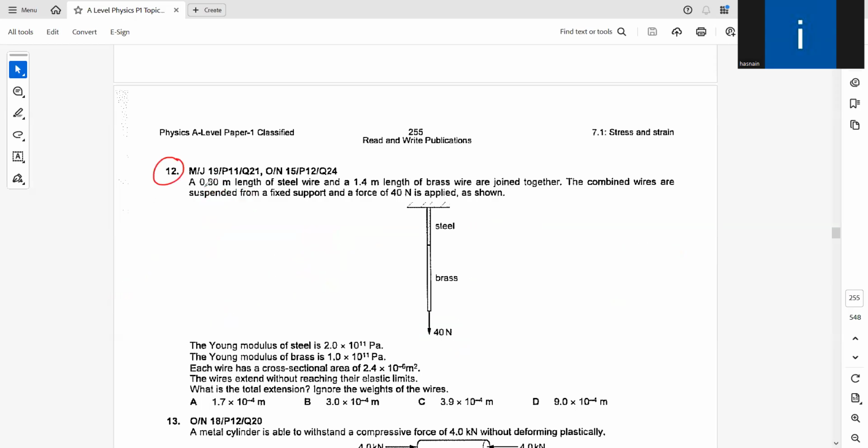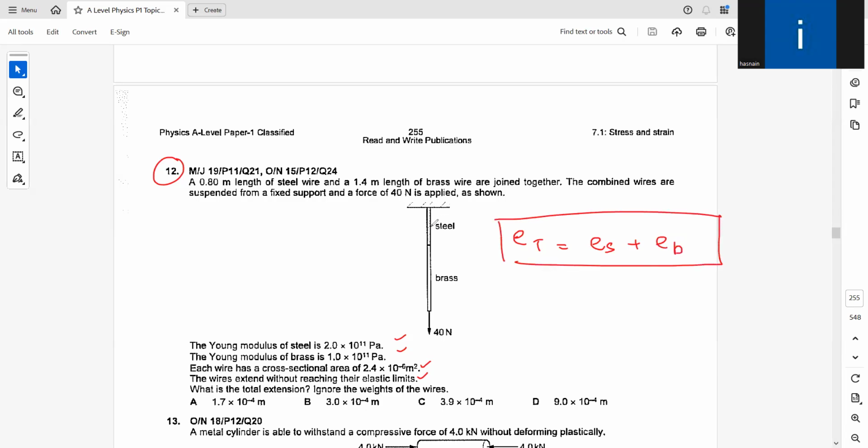So question 12 states that a 0.8 meter length of steel wire and a 1.34 meter length of brass, the combined wires are suspended. The Young's moduli are given, the cross-sectional area is the same, and the wires extend. So what is the total extension? The total extension would be the extension of the steel wire plus the extension of the brass wire.